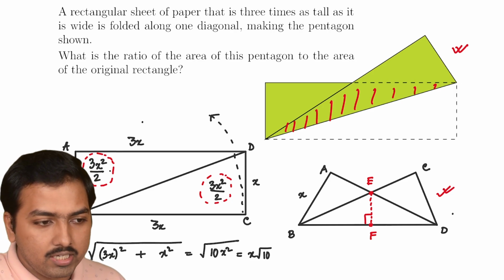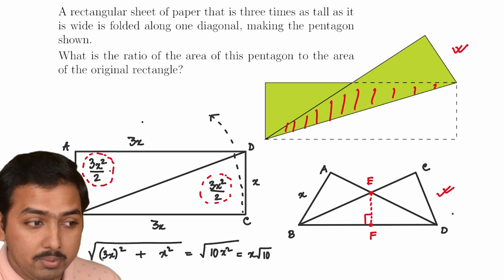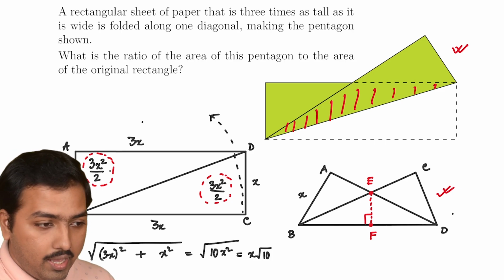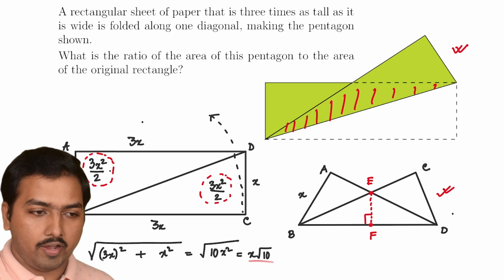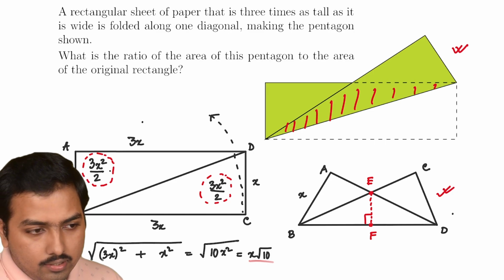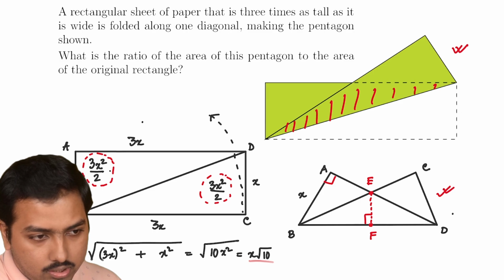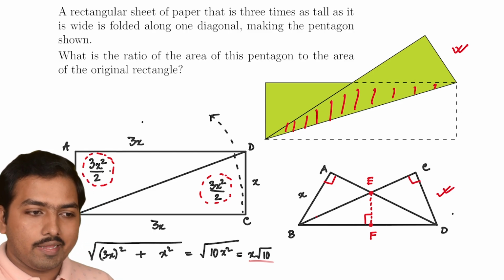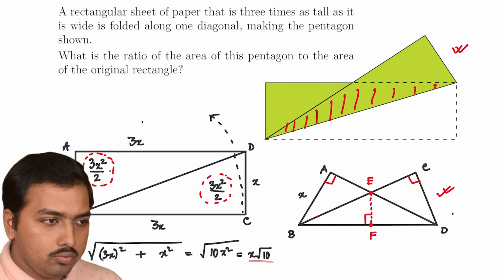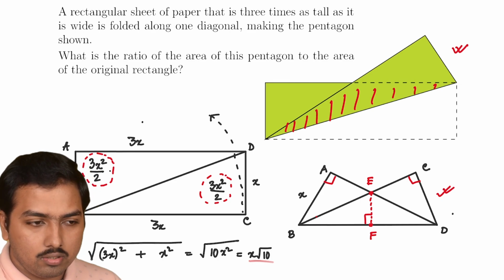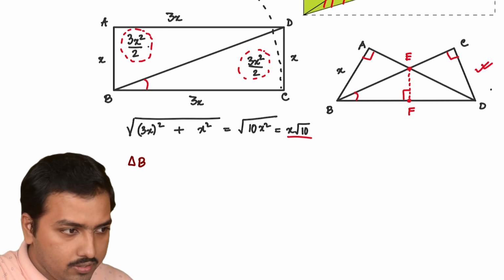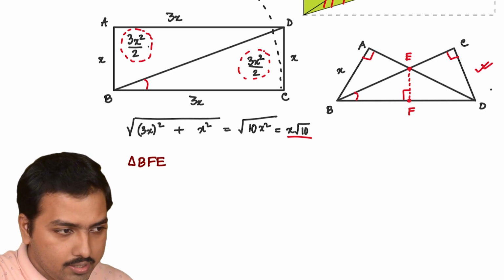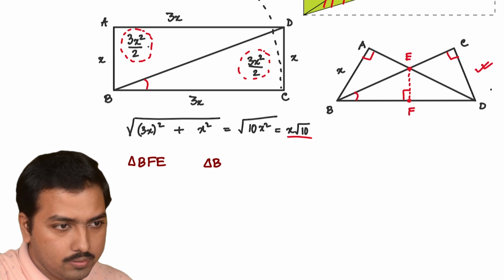So for triangle BED, I need BD. I know BD, which is x root 10. Now I need to know the height of the triangle, which is EF. Let's try to find that. If we focus here, these are the 90-degree angles. So these are two right angle triangles. Now let's focus on whether they are similar or not. So now I'm talking about triangle BFE and triangle BCD.